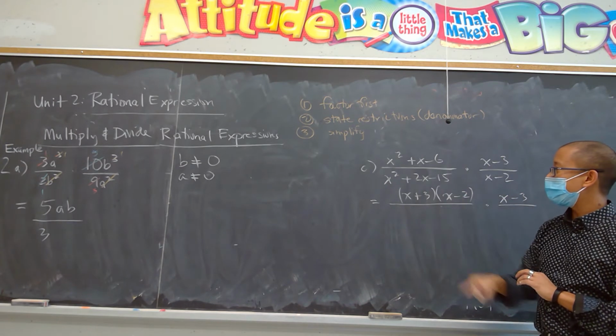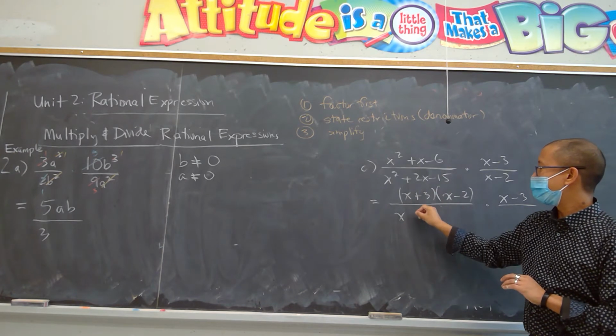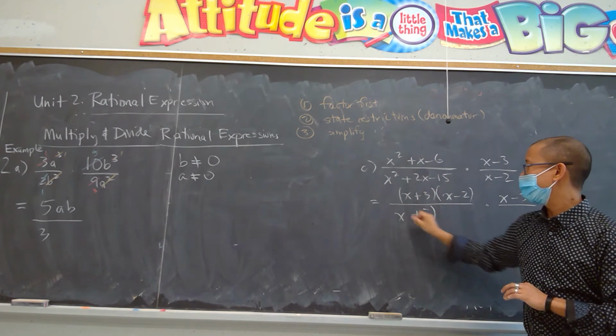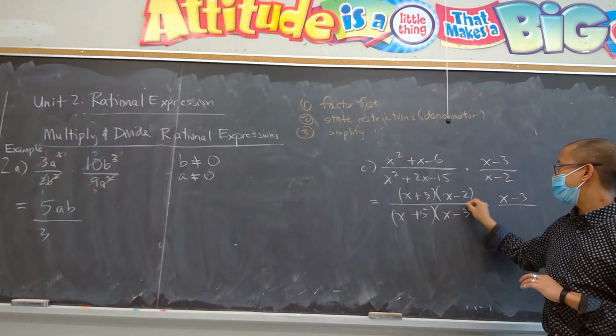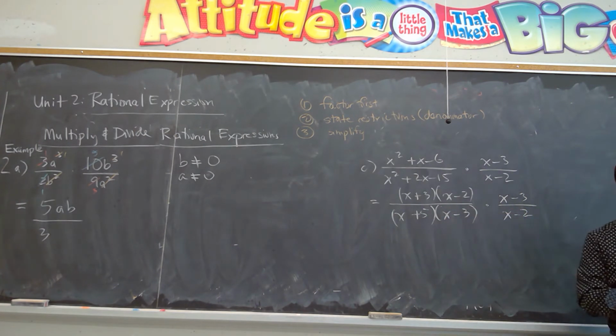And in the denominator here, x squared plus 2x minus 15, I think that's x plus 5 and x minus 3. X minus 2. Someone just double check that I factored that carefully?